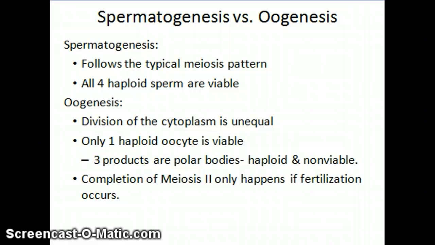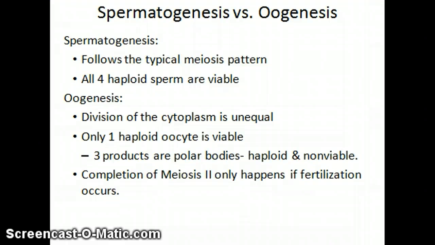Without mitochondria or any of the nutrients present in the cytoplasm, they are non-viable. In addition, meiosis II arrests. It will only continue and complete if fertilization occurs.